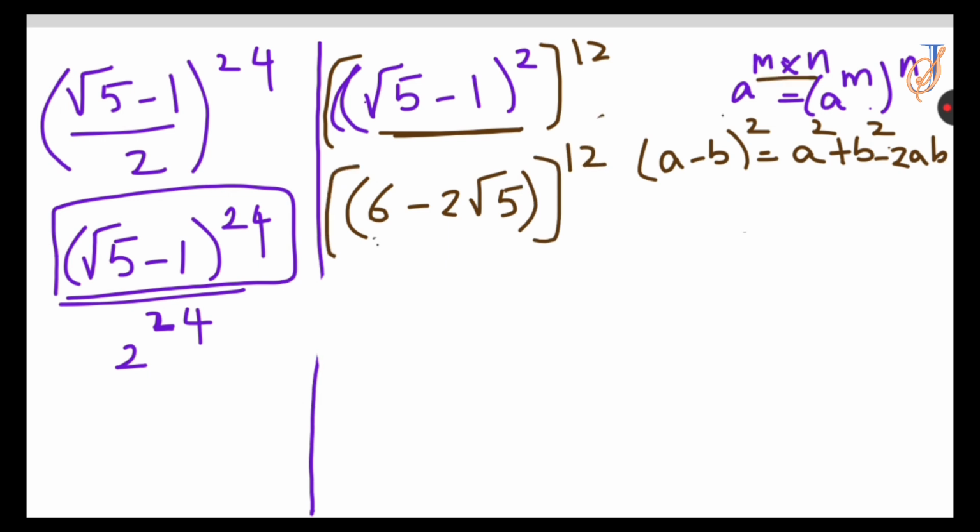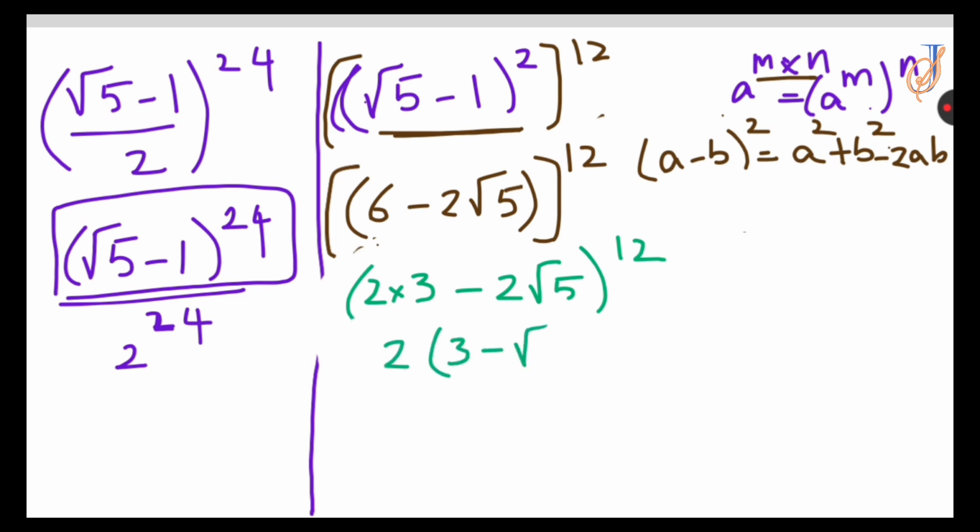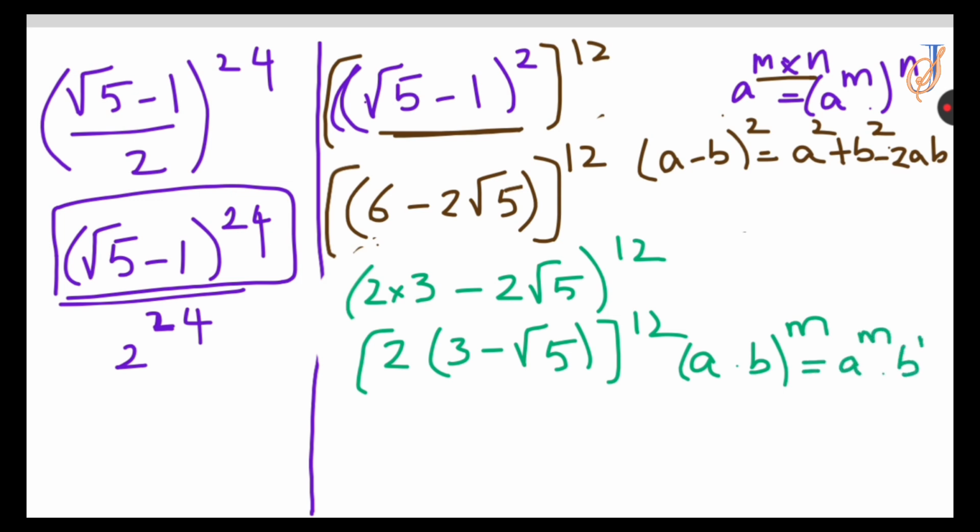6 minus 2 root 5 whole power 12. Here 6 we can write as 2 times 3 minus 2 root 5 whole power 12. Observe here we have 2 and here we have 2. So take 2 as common: 2 times 3 minus root 5 whole power 12. Now it is in the form of a times b whole power m. We can write this as a power m times b power m. So we can write this as 2 power 12 times 3 minus root 5 whole power 12.